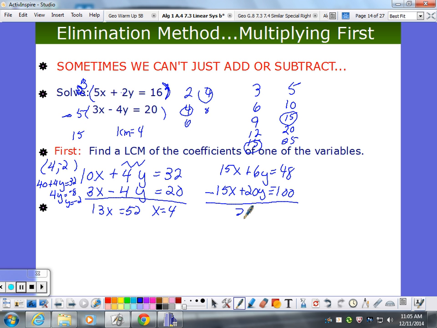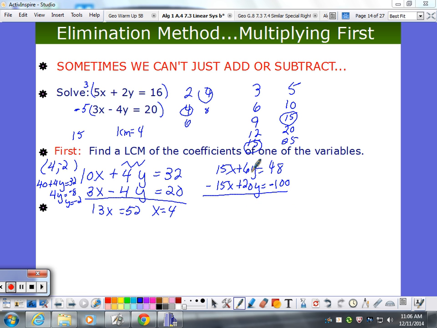That's 26y equals 148. Oh, goodness gracious. What is 148 divided by 26? It does not look right. Let's see. I made a mistake someplace in there. Boy, I made a mistake. Let's see if we can find it. Oh, it's negative.